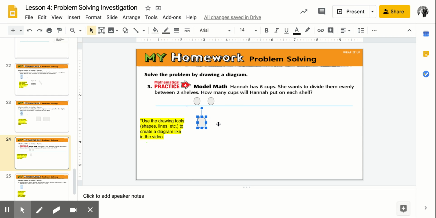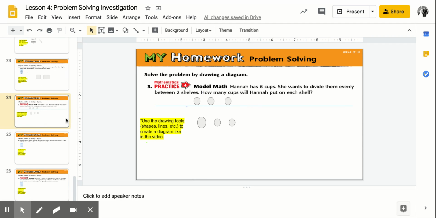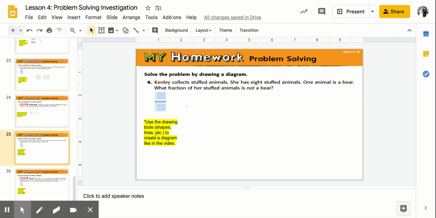So once again, I can keep going. Now I have only used 4 of my cups and I'm trying to get to 6. So once again, I can keep going. So now I've used 5 of my cups. I still have 1 more left because I have 6 total. So now I could easily say that she's going to put 3 cups on each shelf. So if we wanted to look at it as a fraction, 3 out of 6 are on top and 3 out of 6 are on bottom, or 1/2 is on top, 1/2 is on bottom.